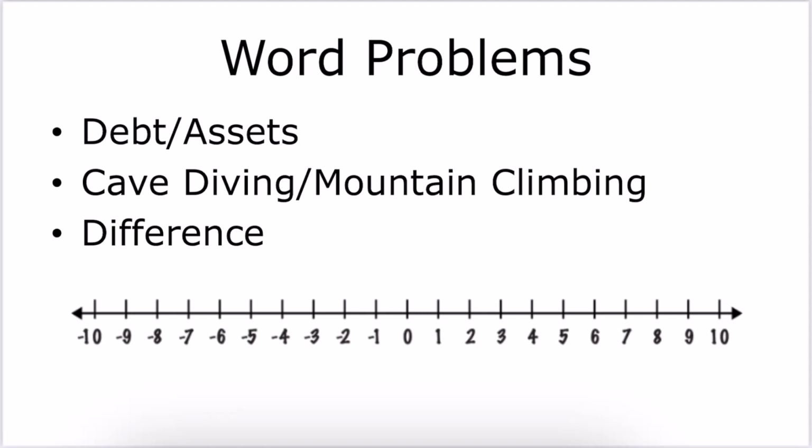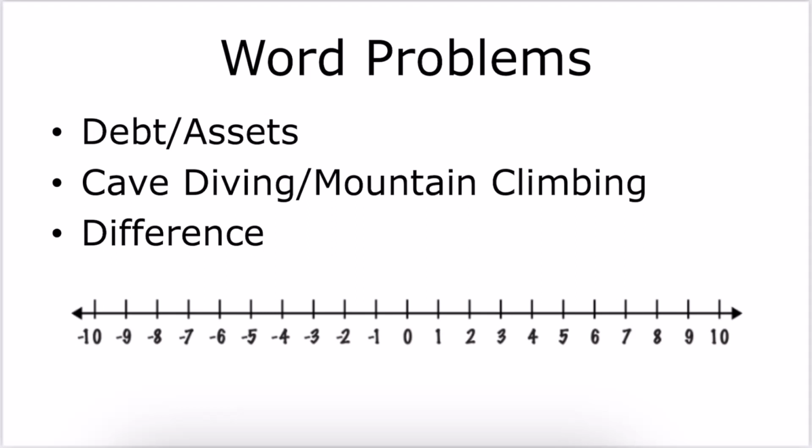You can also do cave diving and mountain climbing word problems, where climbing a mountain is going in the positive direction, and diving into a cave is going in the negative direction. And then ground level would be 0 in that case. And those types of problems are helpful to model with number lines because you basically just have a vertical number line representing your positive and negative numbers.